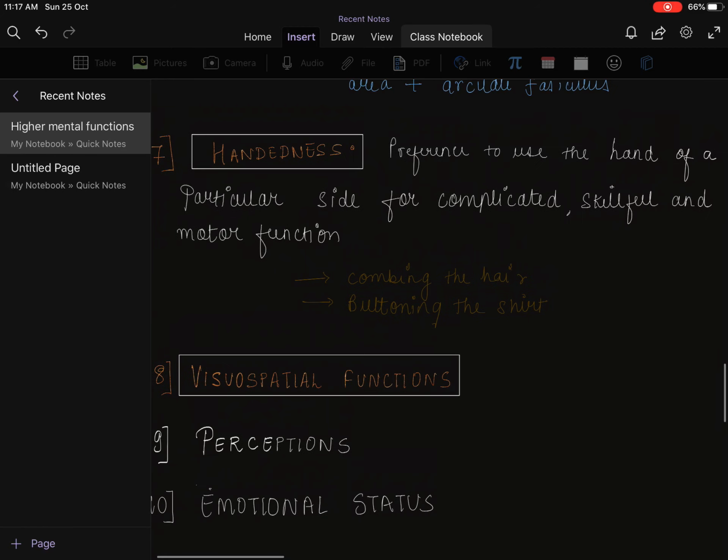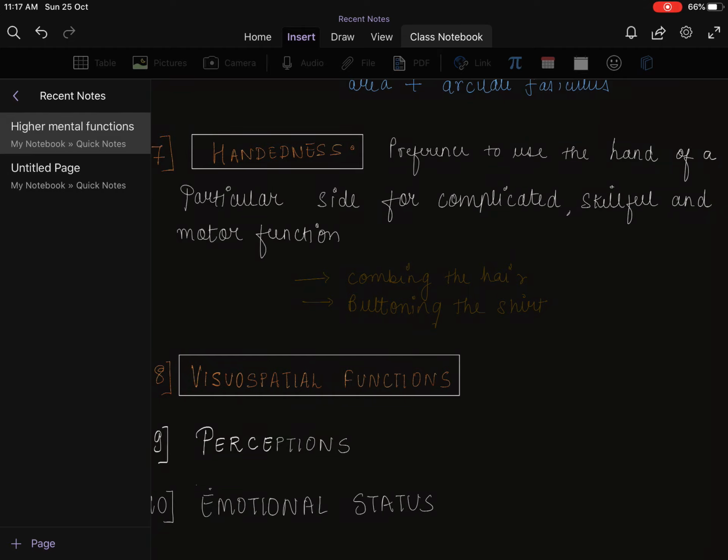Now coming to the visuospatial function. Visuospatial function includes two things, please listen carefully, which include agnosia and apraxia. Agnosia is defined as the failure to recognize known objects in the presence of intact sensory, visual, and auditory pathways. It includes tactile agnosia, visual agnosia, prosopagnosia, and anosognosia.